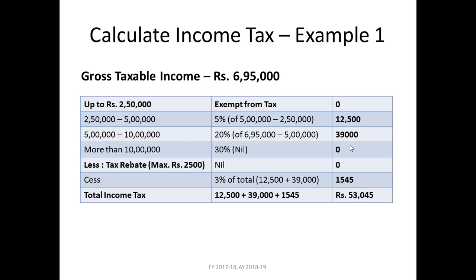And then for 5 lakh to 10 lakh, that is 6,95,000, that was your gross taxable income minus 5 lakhs. So 20% of that particular difference will come to around 39,000.